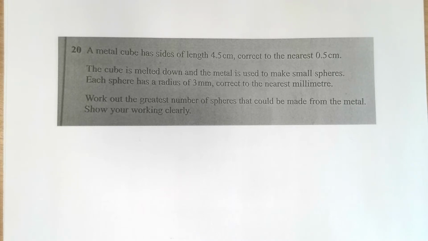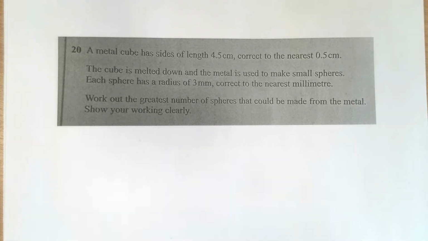A metal cube has sides of length 4.5 centimeters, correct to the nearest 0.5 centimeters. The cube is melted down and the metal is used to make small spheres. Each sphere has a radius of 3 millimeters, correct to the nearest millimeter. Work out the greatest number of spheres that could be made from the metal, showing your working clearly.